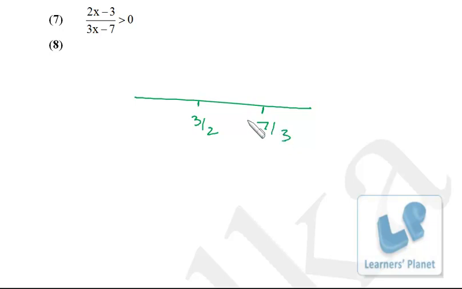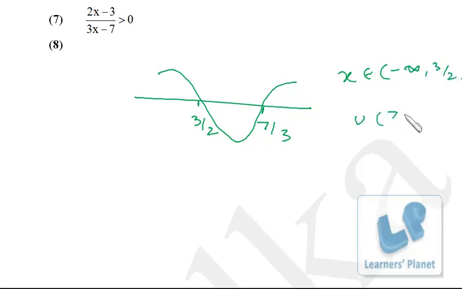Okay, now what? Just draw the curve. You want the portion where this expression is greater than 0, so x should be less than 3 by 2 or more than 7 by 3. So x belongs to minus infinity to 3 by 2 union 7 by 3 to infinity, right? Any value between minus infinity to 3 by 2 and any value between 7 by 3 to infinity will make this expression positive. Okay, so that's very simple.